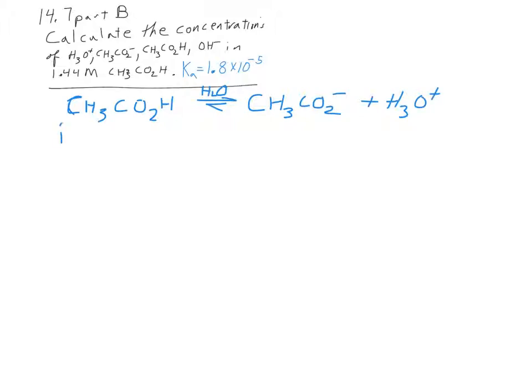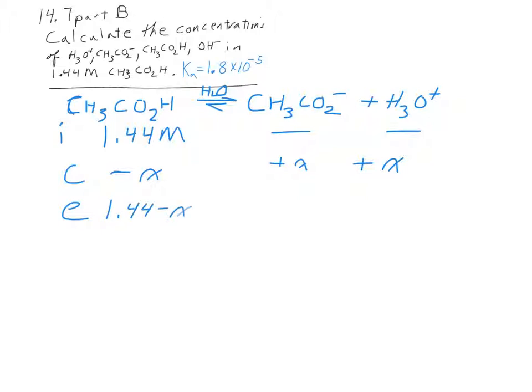Our initial concentration is 1.44 molar, and we assume that we have none of that. So our change is going to be minus x, plus x, and plus x. So an equilibrium concentration of 1.44 minus x, and x.